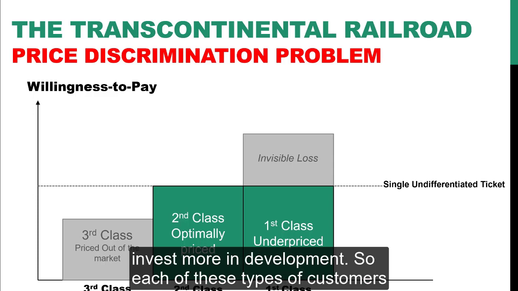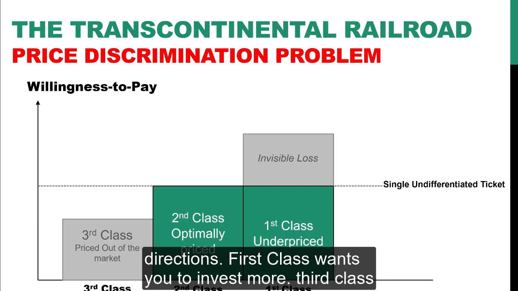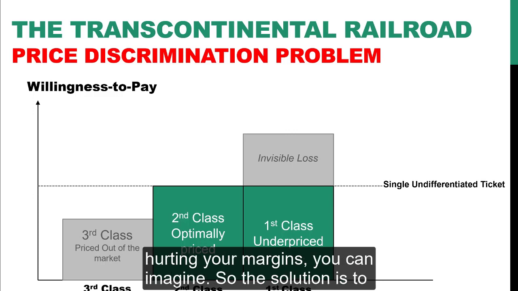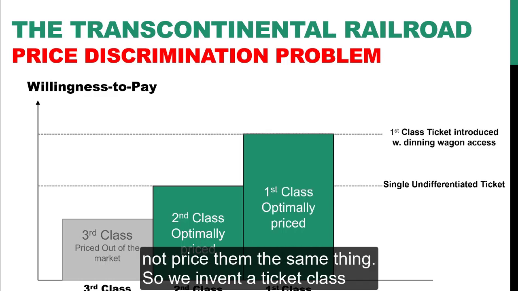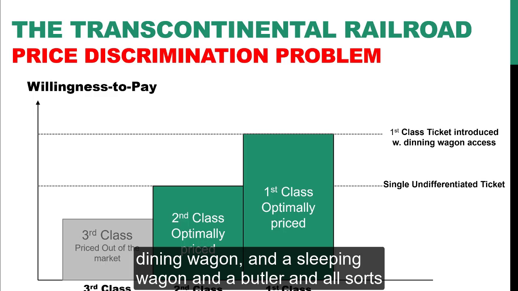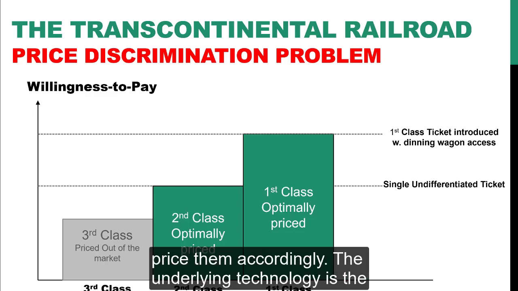So each of these types of customers at each end of your market is pushing you in a different direction. First class wants you to invest more. Third class wants you to price less. So the dual direction is hurting your margins, as you can imagine. The solution is to not price them the same. So we invent a ticket class system. We say the first class passengers get a dining wagon and a sleeping wagon and a butler and all sorts of amenities and extra features in their product, and we then price them accordingly. The underlying technology is the same.